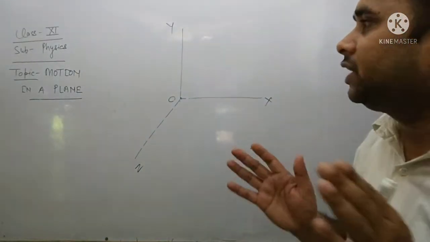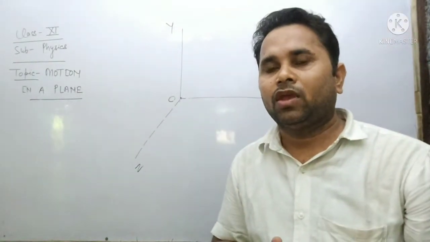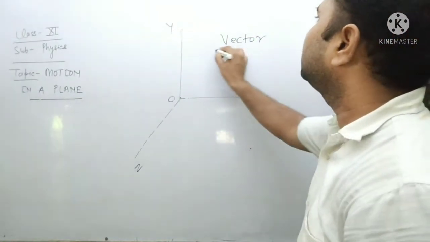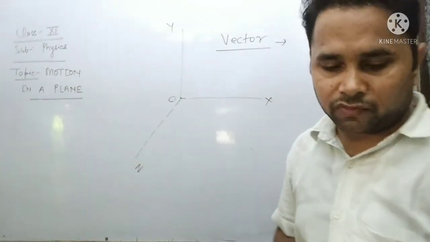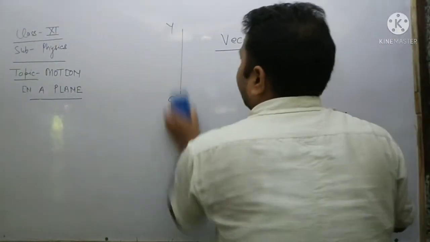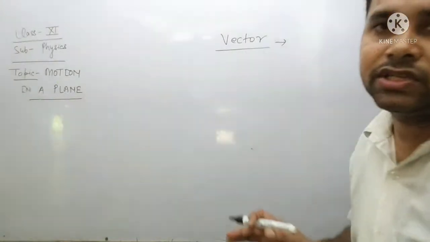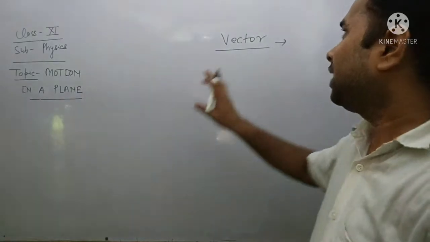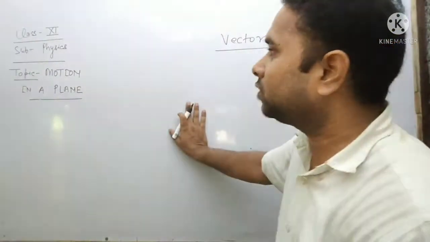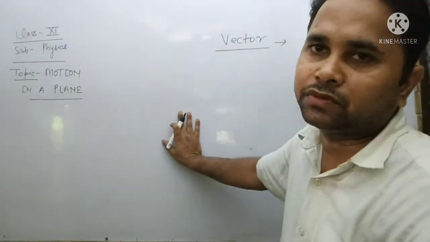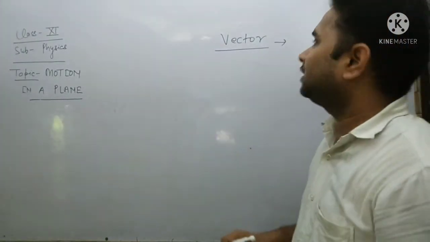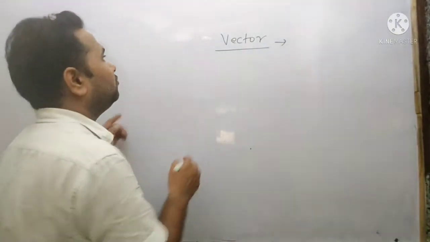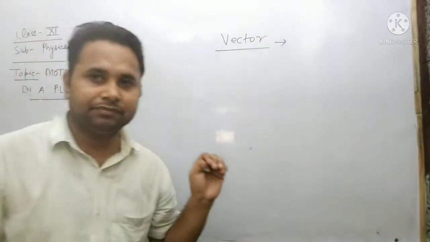So to understand and to deal with the motion of the body in a plane, we have to introduce vector quantities. First of all, we have to see vector quantities and their representation, their characteristics, their types. Without knowing vectors, we can't deal with the motion of a body in a plane or in space also. Okay, so let's start the vectors. We have to study vectors first. Then we will be able to understand the motion in a plane.